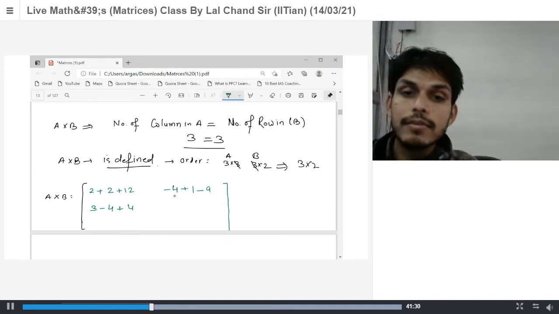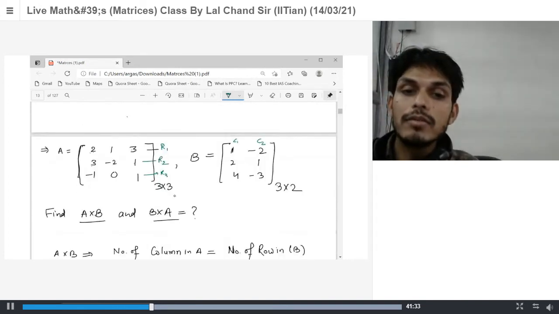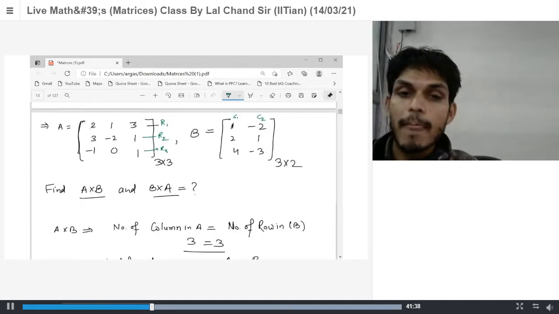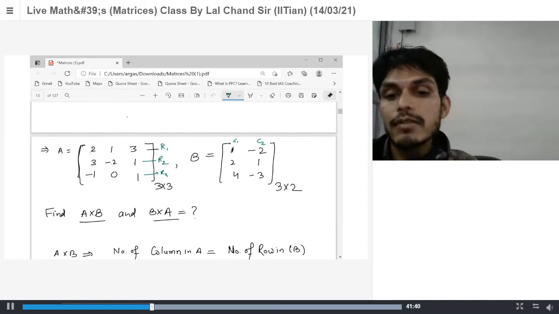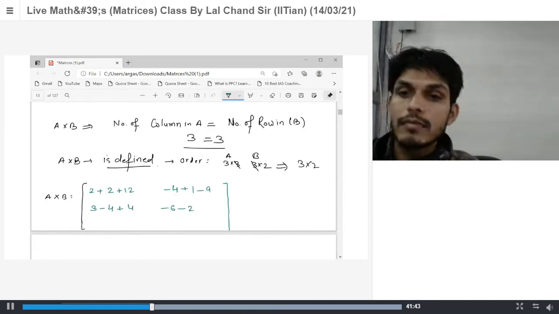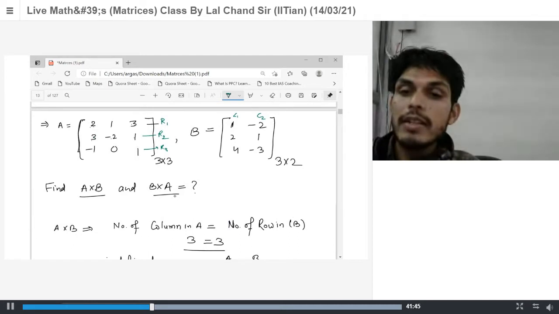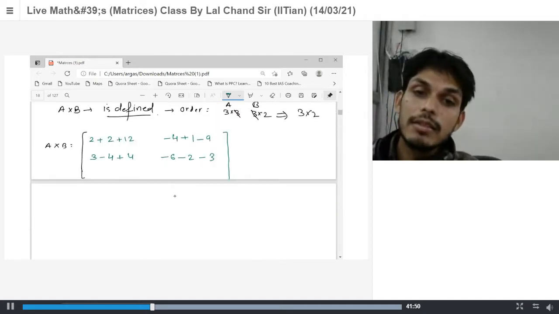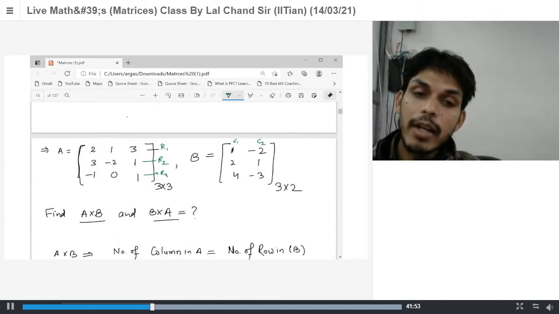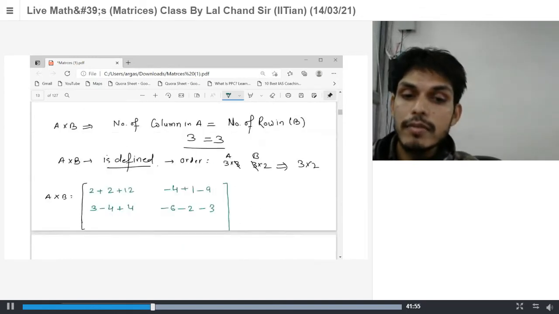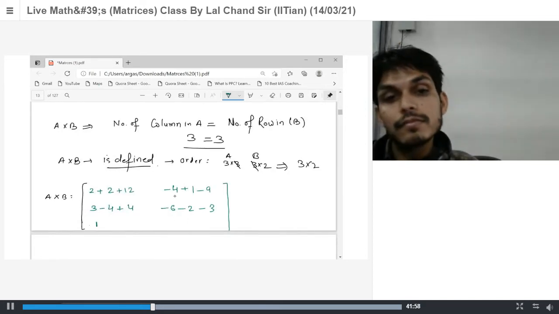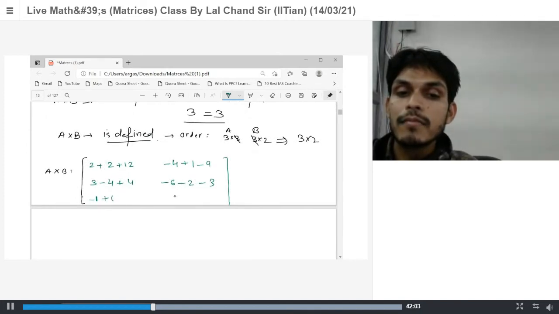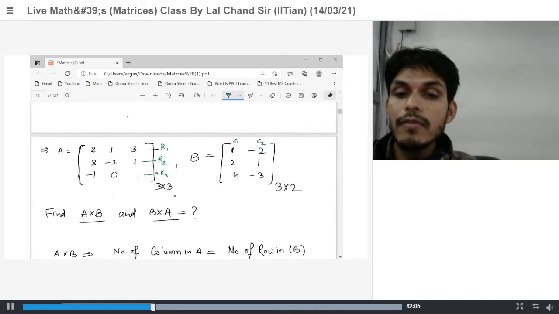And this element, this is R2C2. So we have 3 into 2, minus 6. 2 into 1, minus 2. 1 into 3, minus 3. Okay. So now this element, so this is R3 and C1 product. So that is 1 into 1, minus 1. 0 into 2, finally 0. And here I have 1 into 4, plus 4.